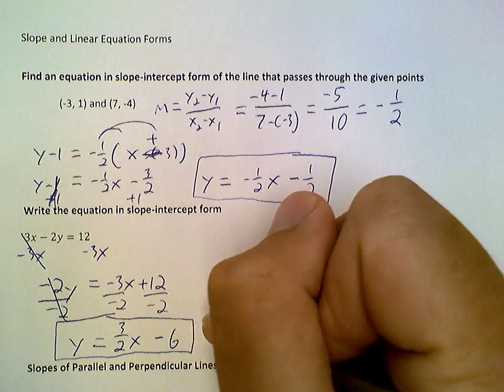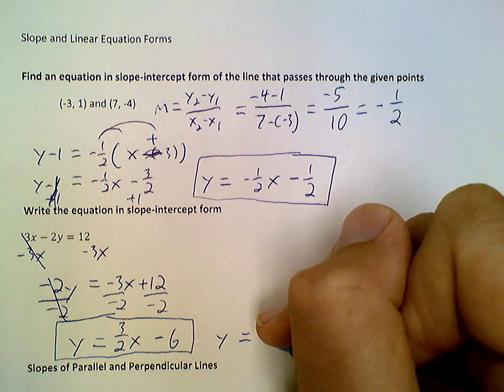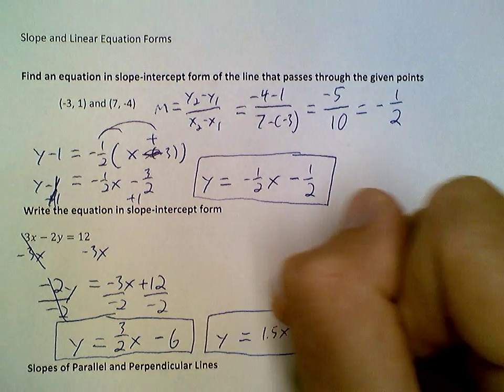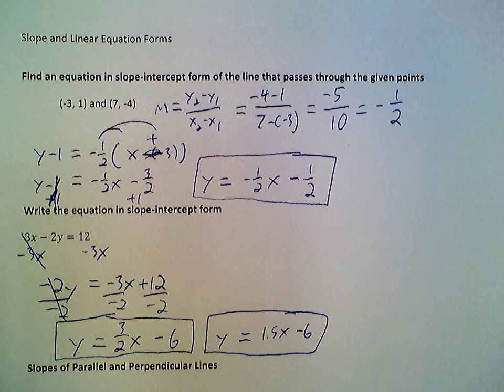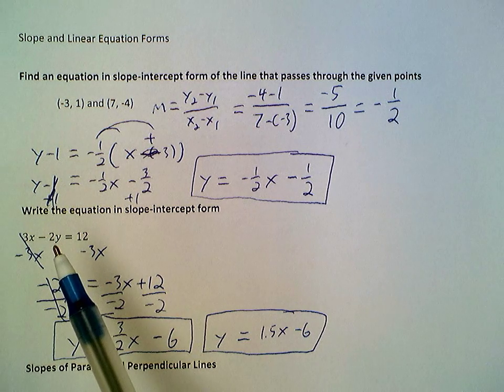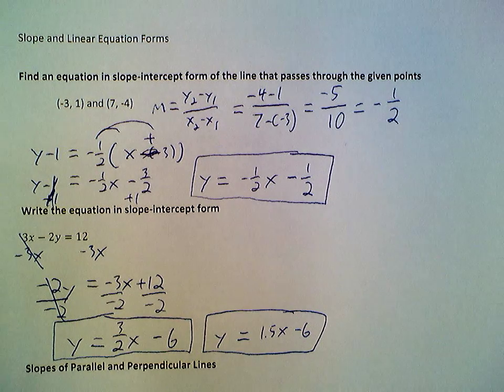Like I said, if you want to put it in decimal form, you could. 3/2 is 1.5. Either way, it doesn't matter. So whenever something's not in slope-intercept form and you want it in slope-intercept form, simply get the y by itself. Just isolate the y.